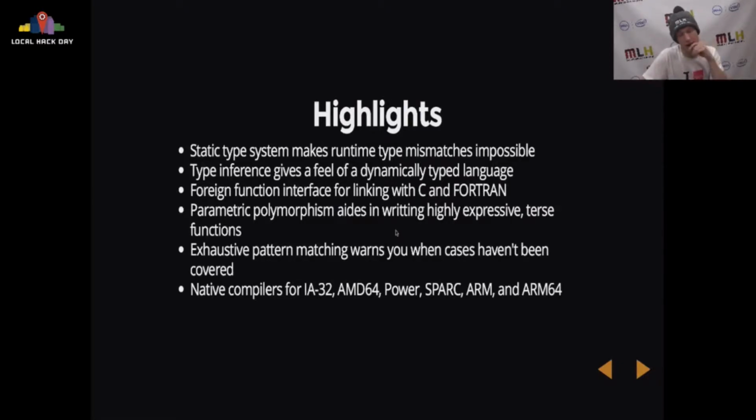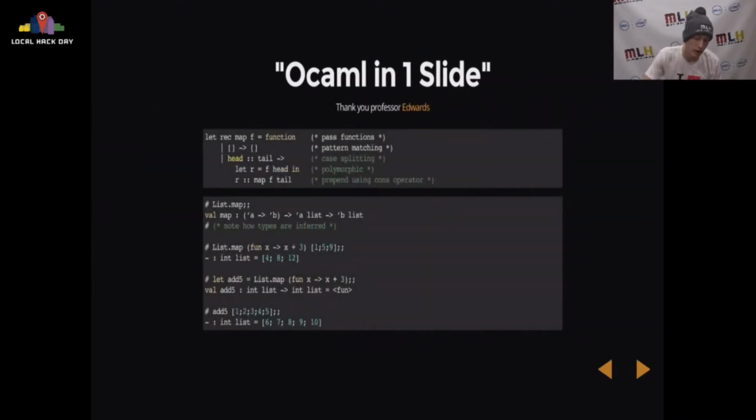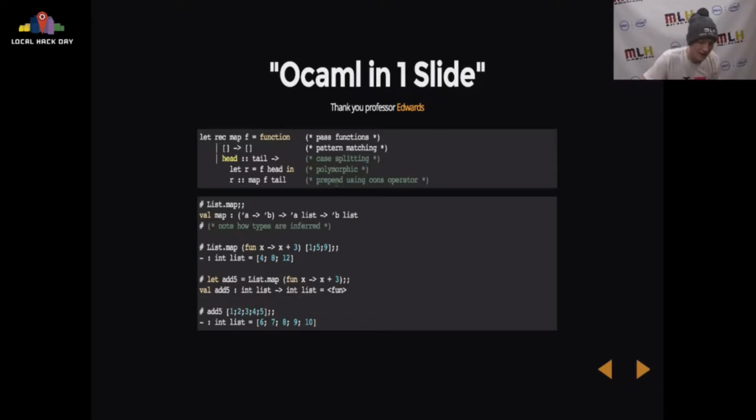Parametric polymorphism aids in writing really expressive functions, similar to something like generics in C++. And then exhaustive pattern matching. If you're not familiar with functional programming, I'm going to show you what pattern matching is. It will warn you if you have not exhausted all of your options, kind of like saying you need to cover every case so that you don't shoot yourself in the foot. And it's got a ton of compilers, a bytecode interpreter, and it can compile to a bunch of different platforms. So they provide a lot of tools with OCaml. It's pretty wonderful. So we're going to do some example code.